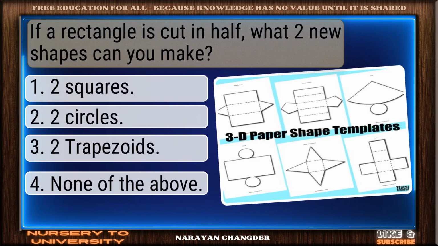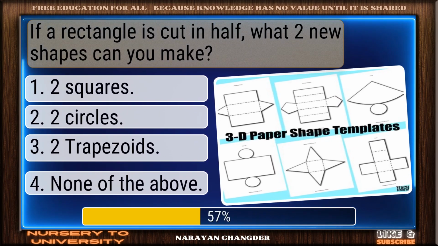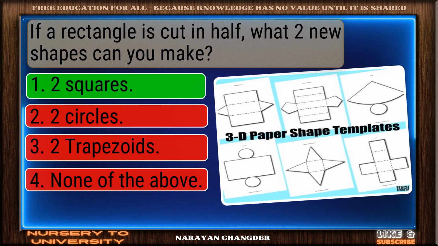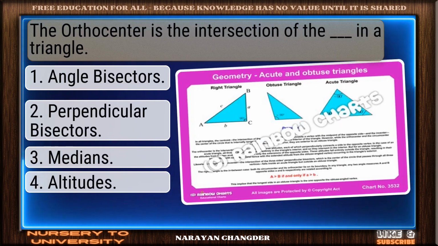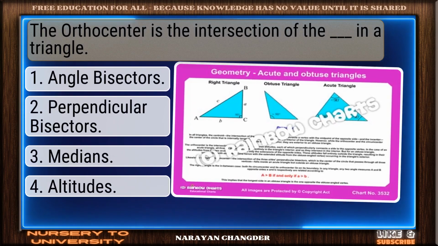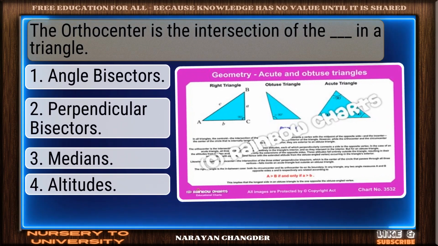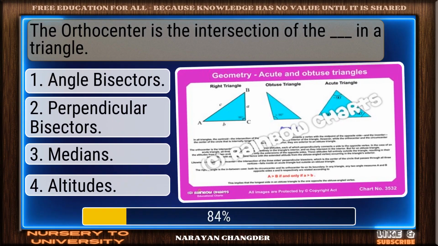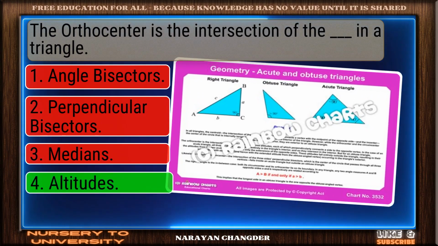Question number 19. If a rectangle is cut in half, what 2 new shapes can you make? Exactly. 2 squares make sense, and it is the right choice. Question number 20. The orthocenter is the intersection of the dash in a triangle. Right choice. Altitudes is the best answer.